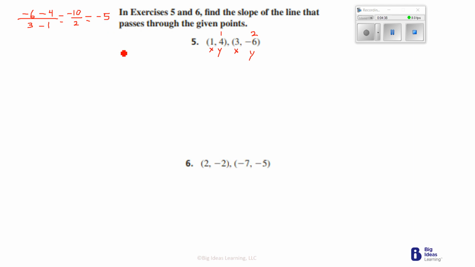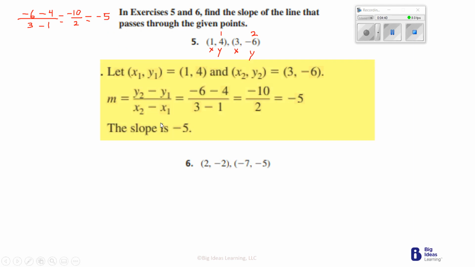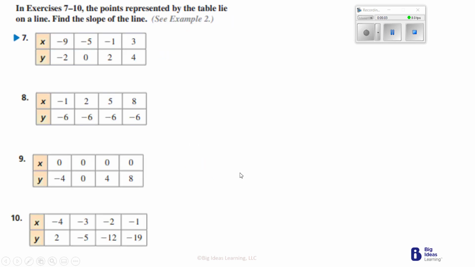Okay? Let's see how we do. Negative 5 is our slope, just like I said. We start off with our formula. We replace y2 with negative 6 minus y1, which is 4. We're going to take 3, which is x2, and minus x1, so that's 3 minus 1. All right, number 6 is yours to do.